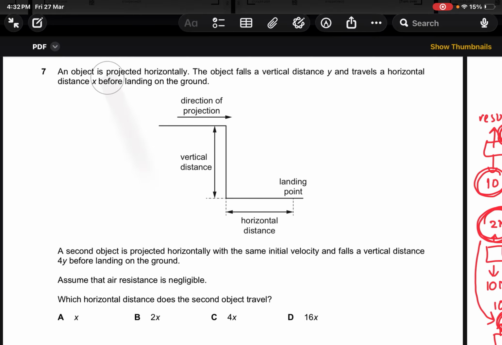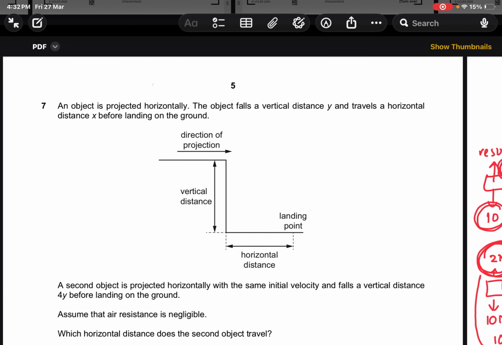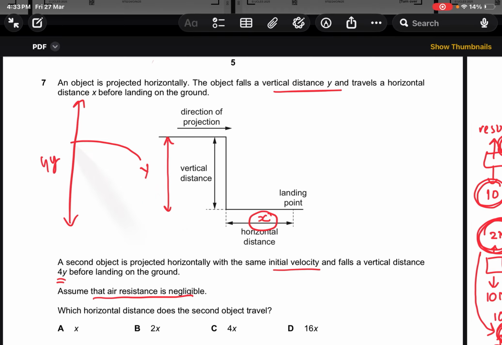An object is projected horizontally. The vertical distance y and travels a horizontal distance x before landing onto the ground. So this is y and this is x. A second object is projected horizontally with the same initial velocity and falls a vertical distance 4y before landing onto the ground. So now they're saying that we're increasing y to 4y. Before landing, assume air resistance is still negligible. What is the horizontal distance the object is going to travel? So what's going to happen to x if we increase y to 4y?